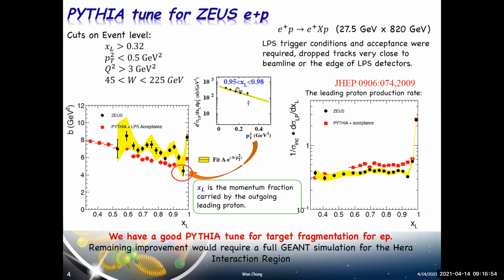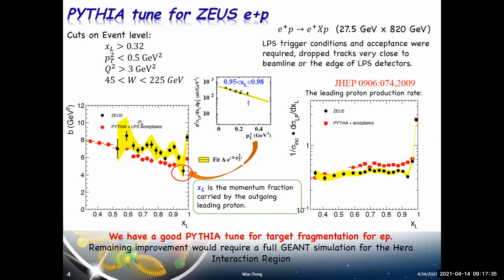This one is the xL bin from 0.95 to 0.98. The line is the result of a fit with this function. So b can be obtained from the fit in bins of xL. The bands represent the systematic uncertainty. In the left plot, the black points represent the result from ZEUS, and the red squares are the result from PYTHIA with the LPS acceptance.